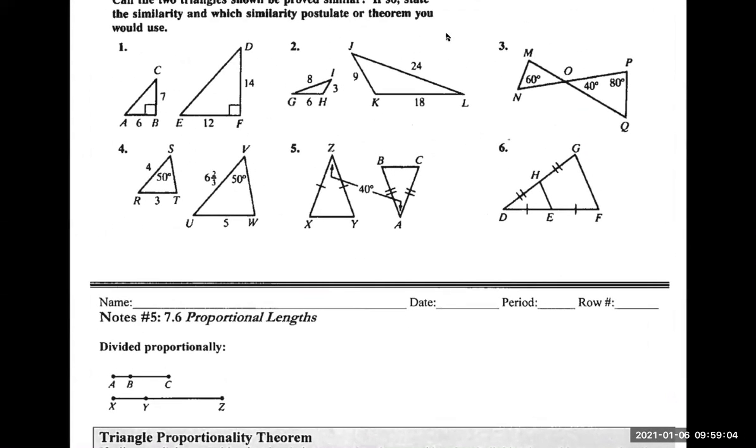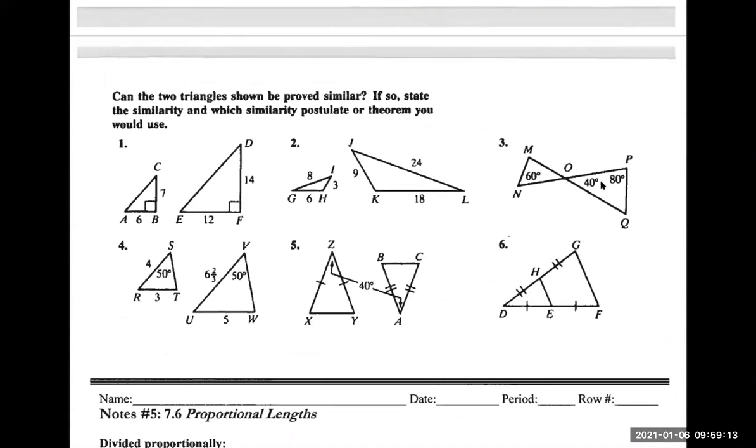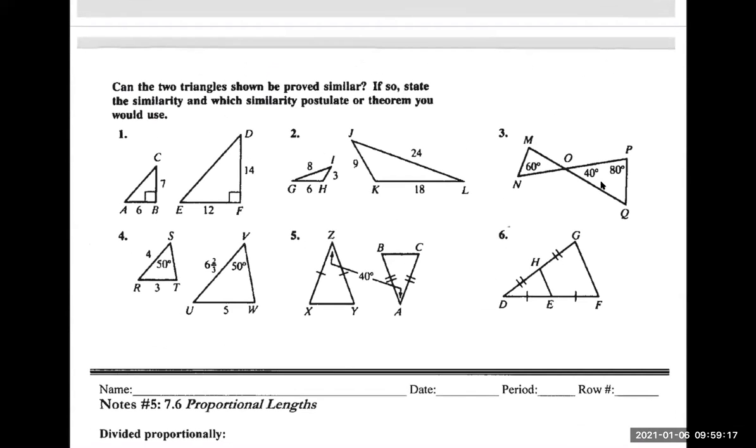So someone asked about the homework description for today, and it says like top of page 8. The top of page 8 is this page. We will not have covered proportional lengths, so it's just the problems above.